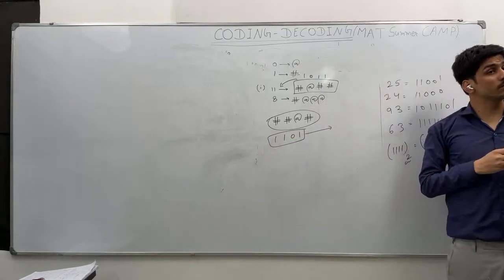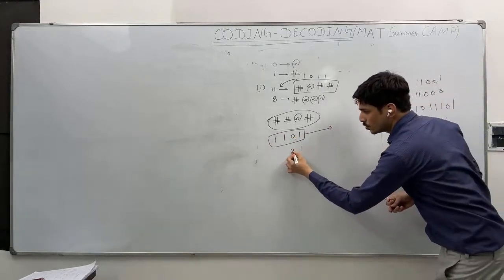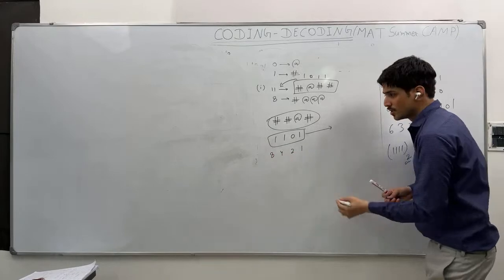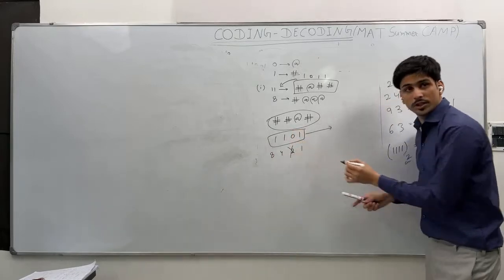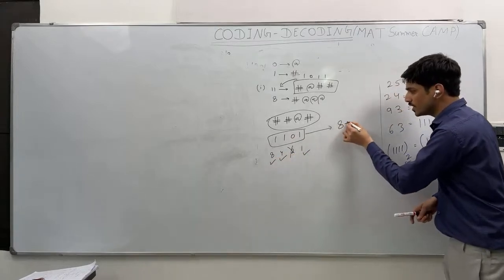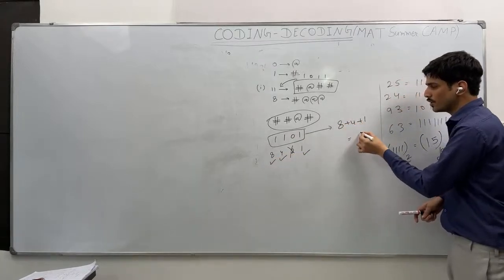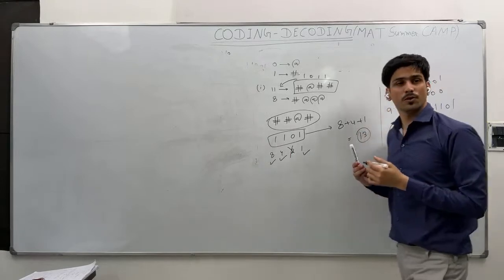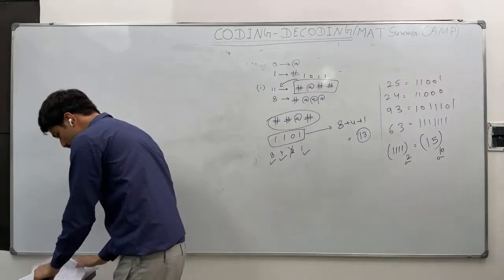How will you convert into decimal? You see 1, 2, 4, 8, right? So this one you won't write because here 0 is there. So you will add 1, 4 and 8. So what will be the answer? 8 plus 4 plus 1. So what will come here? 8 plus 4 plus 1. This one is fairly simple.